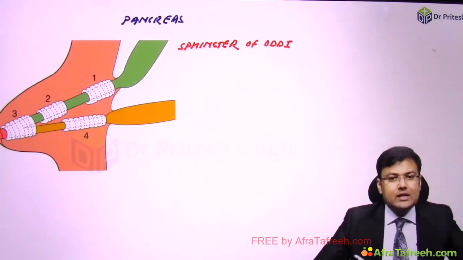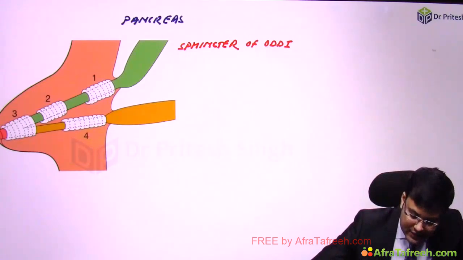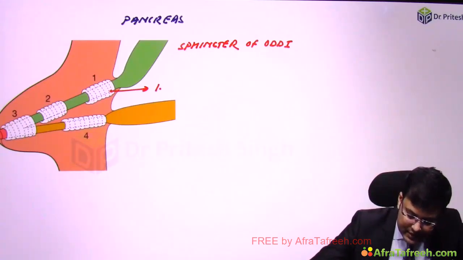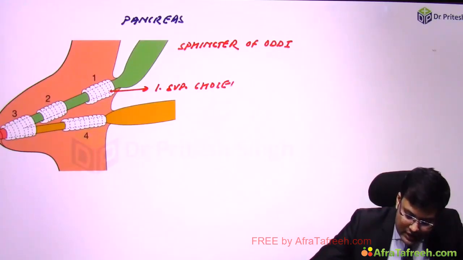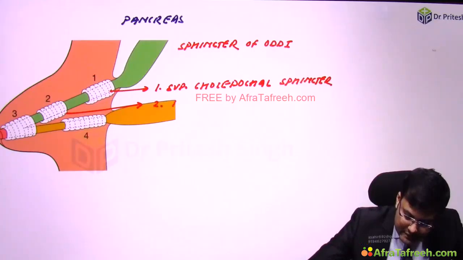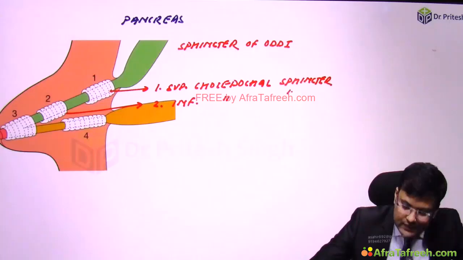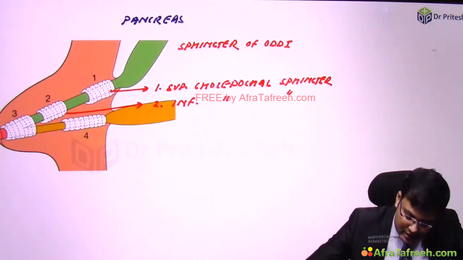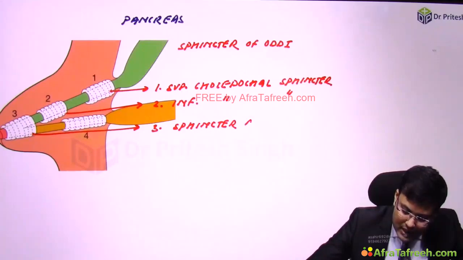So you can see this is sphincter of Oddi complex, and what is this first sphincter? This first sphincter is the superior choledochal sphincter. What's the name of this second one? This is known as inferior choledochal sphincter. What's the name of this third one? This is known as sphincter ampullae, sphincter around ampulla.